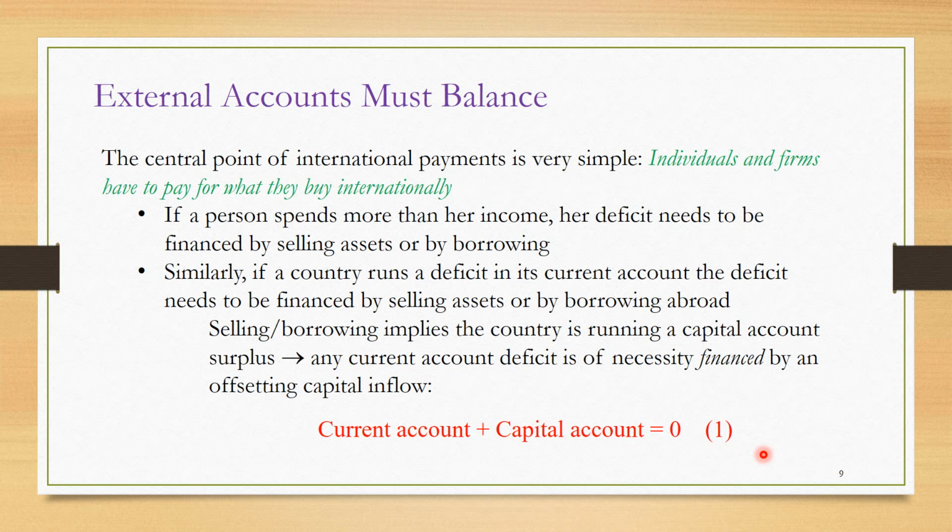So if you sell or borrow from foreigners, it implies that you're running a capital account surplus. So as I said, any current account deficit, say your trade balance is deficit, it's of necessity going to be financed by an offsetting capital inflow. If a country's got no assets to sell, if it's got no foreign currency reserves to use up, and nobody's prepared to lend to it, it's going to have to achieve balance then in the current account, however painful and difficult that may be.